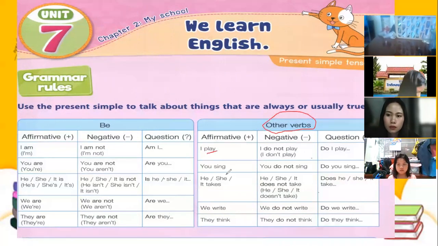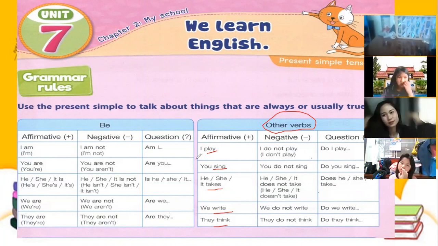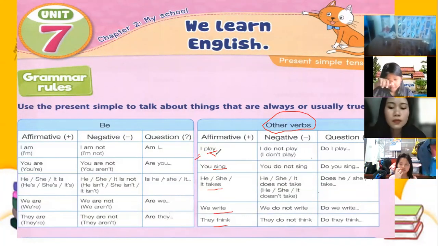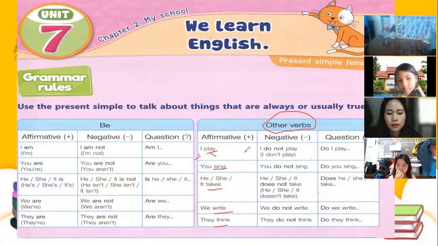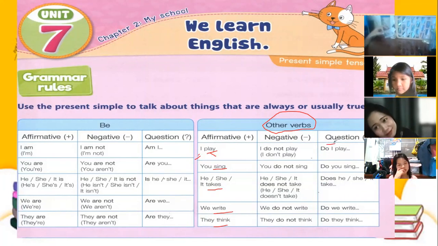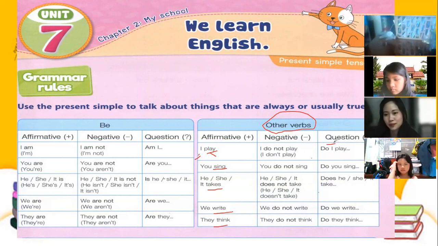Okay, other verbs like, for example, play, sing, takes, write, think. So these are all other verbs. So here in the present simple tense we use subject and verb, right? So for example, subject is I, affirmative sentence, subject is I. Play is the verb, so I play, or we play. Okay, so if the similar sentence we would like to make negative, okay, so what we're gonna do in negative and question, we are going to use do or does. Do and does. Okay, these we are going to use, but in the affirmative sentence we are not using do and does. Okay, so for example, I play.